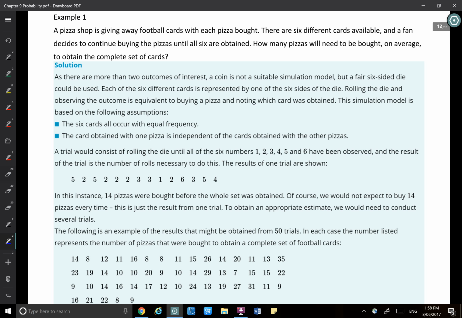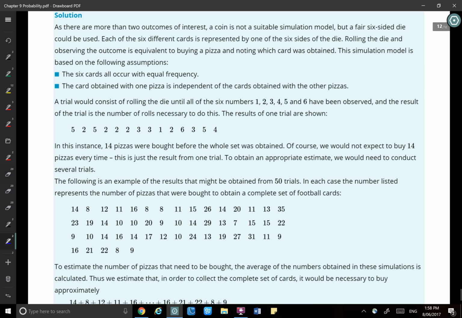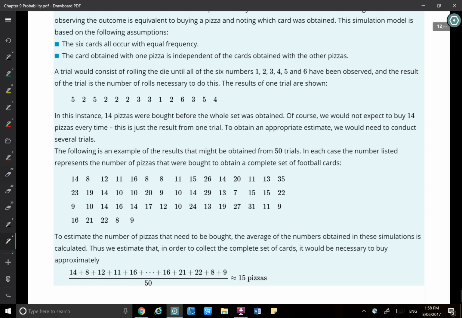Well, if you think it's too hard to do, you can use your calculator. There's a simulation button in your calculator. The calculator can just do this step for you and tell you how many times you need to roll to get all of the 6 numbers. Have a look.